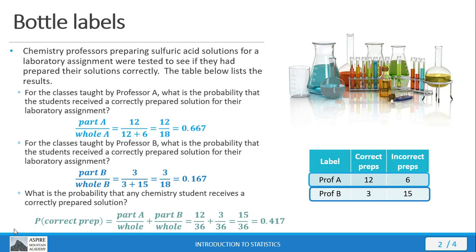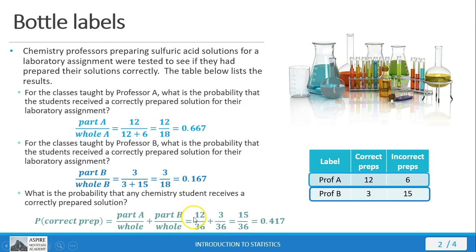Okay, I hope you got 41.7%. That's how this works. So we take the probability that Professor A is going to prepare it correctly. Then we're going to add it to the probability that Professor B gets it correct. There's no double counting to consider here, so we don't have to worry about subtracting anything out. So we just take those probabilities and then we basically add them together, and that's what we get.